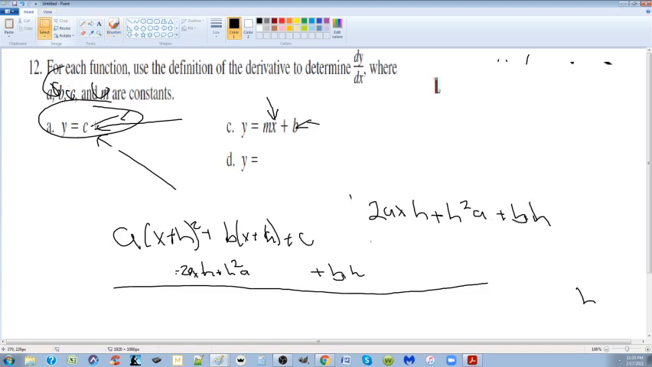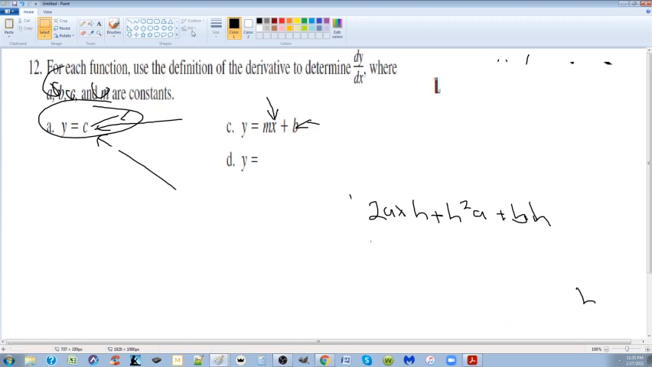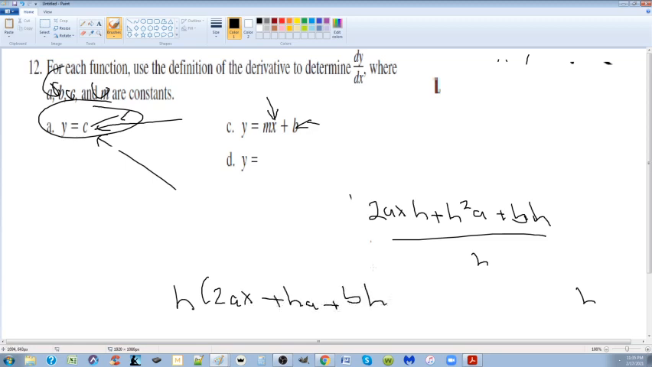Great. All over h. And when I factor an h out, I'm left with 2ax, which makes sense, plus ha plus bh. And when I factor divided by h, boom, boom, those disappear, which is the goal, to get rid of the denominator 0. And as h approaches 0, this disappears.